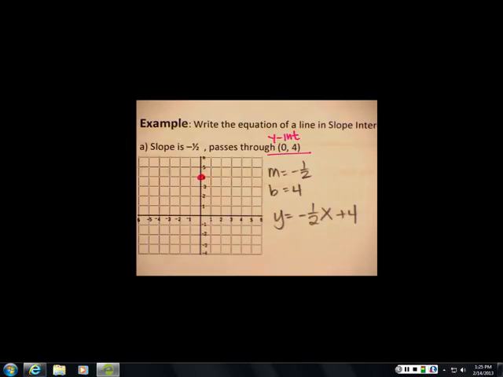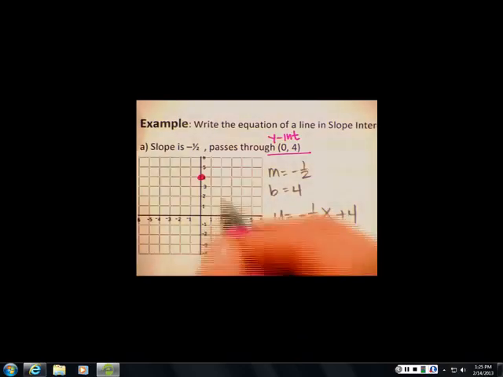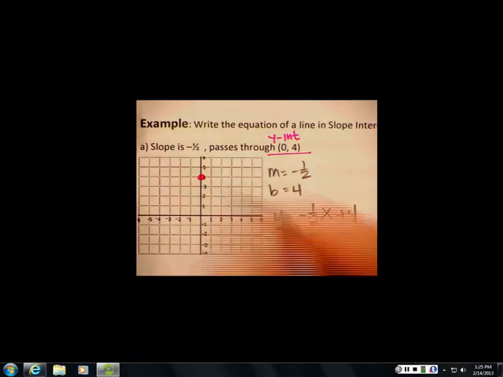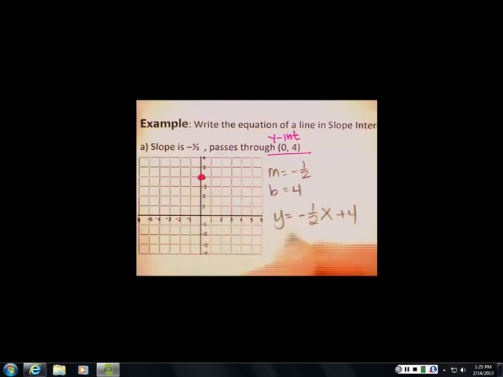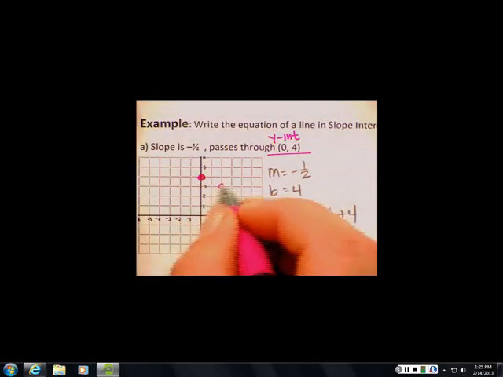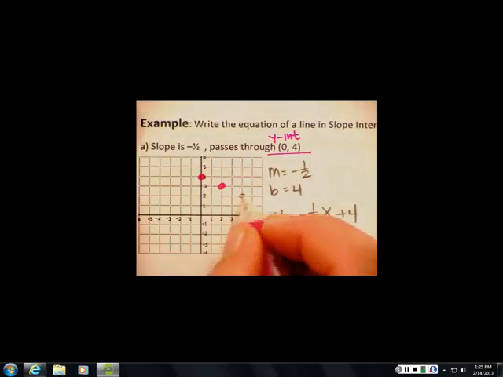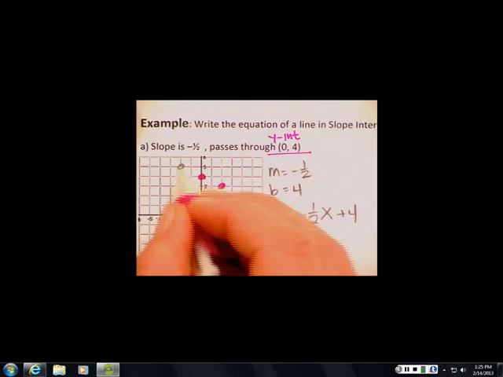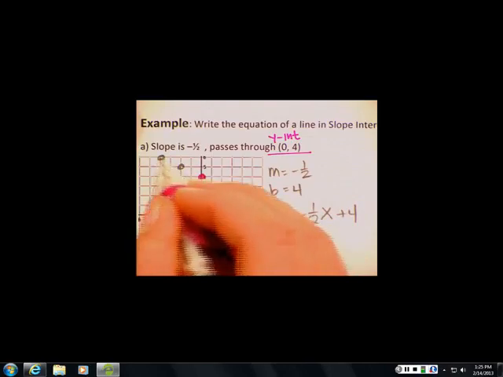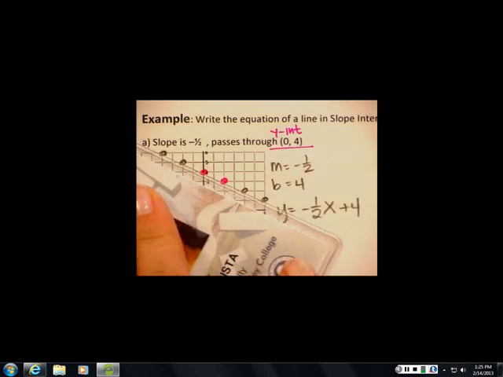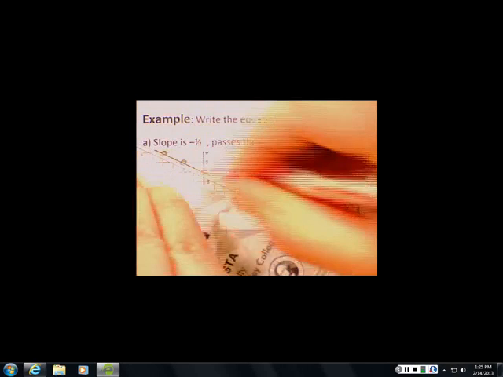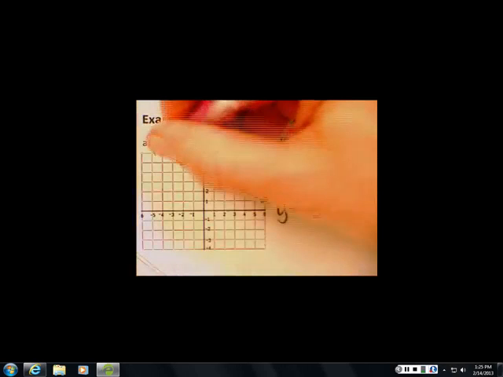And then if I want to graph it, well, not to check, but just because we're graphing, I'm going to go down 1. It's negative, so I'm going to go down 1 over 2. I can go down 1 over 2 again. I can do it again. I can go up 1 and backwards 2, up 1 and back 2. Grab my straight edge. And here's my line.